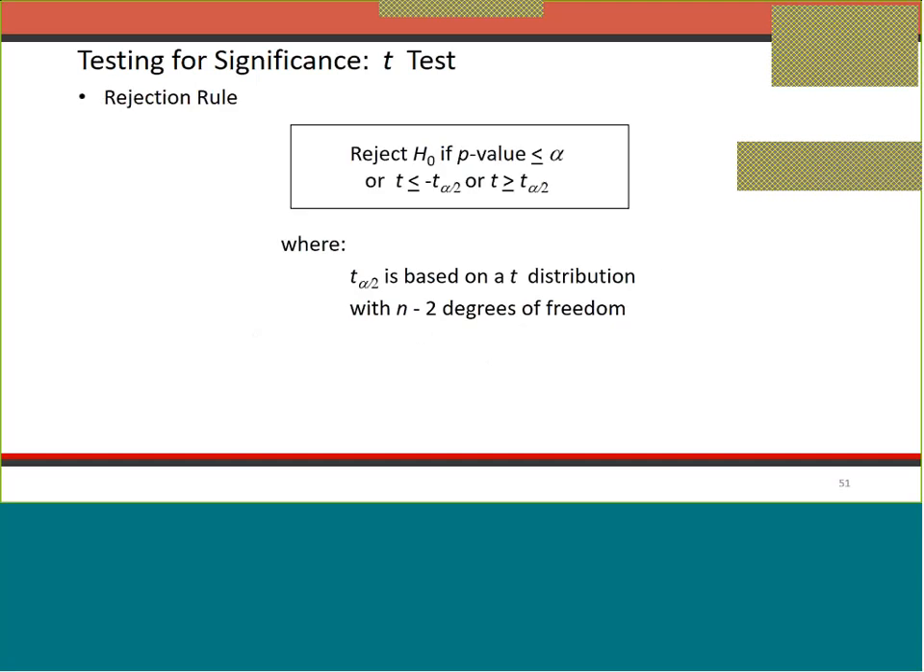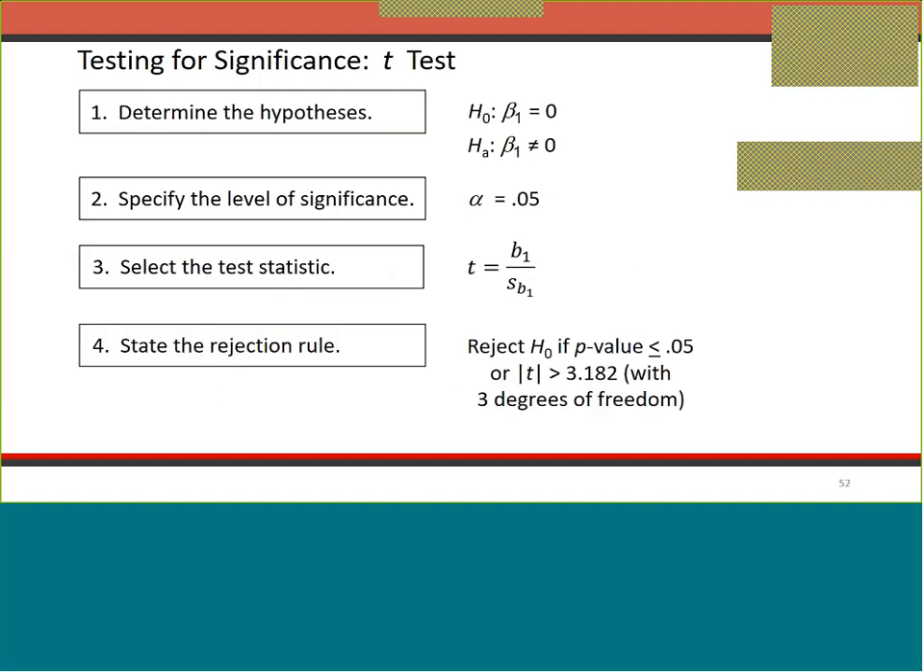The rejection rule is to always reject H0 if the p-value is less than or equal to alpha. If you want to use the critical value approach, then the rejection region is either below minus t alpha by 2 or above t alpha by 2. In between, we have an acceptance region.